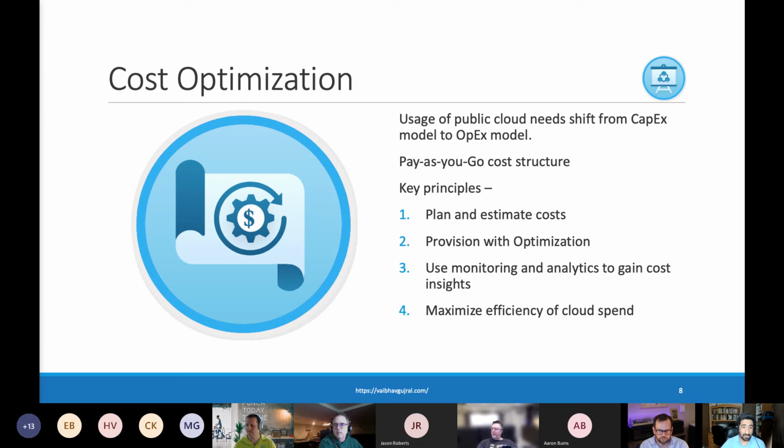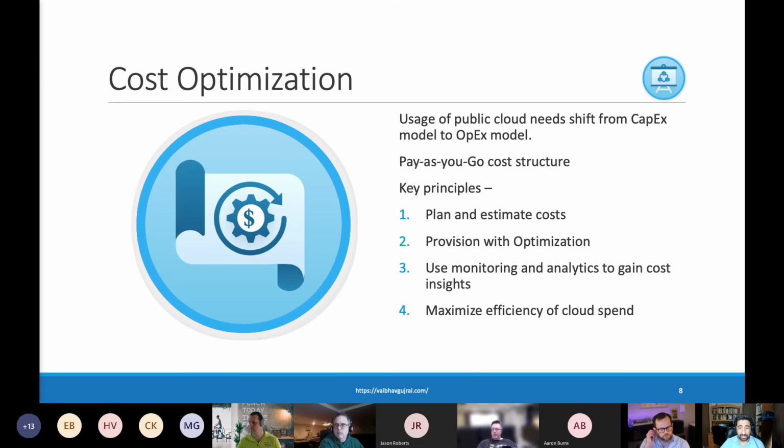Next principle is around cost optimizations. Once you have planned and estimated your cost, you go ahead and deploy and provision your resources. Always provision those with optimization in your mind. It is just not enough to estimate the cost because you get a fair idea of how much it's going to cost. You should also keep looking for ways of optimizing your spend in Azure. By optimizing your Azure spend, you can maximize your return on investments.